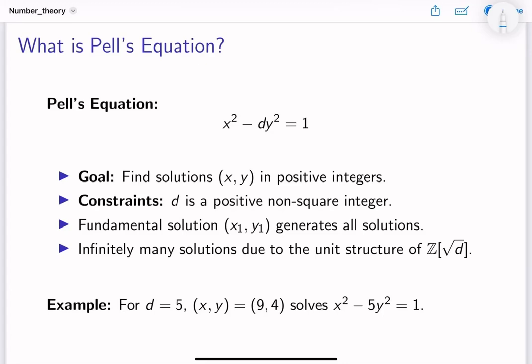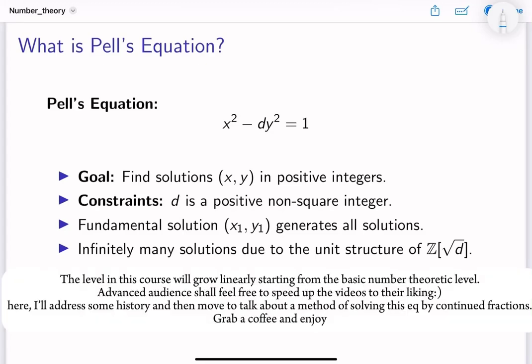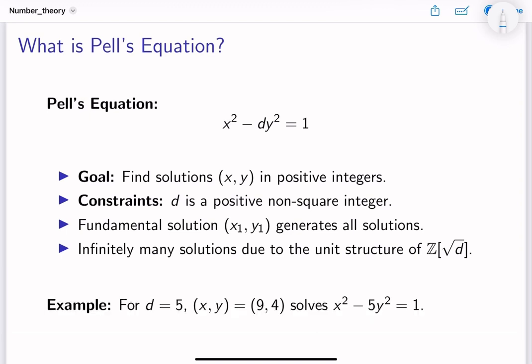Hello and welcome to the first video in a course on computational number theory. In this course, I plan to go over the material you'd see in a typical course on computational number theory, and I plan to go over as many topics as possible without getting into unnecessary details. So we'll see how it goes.